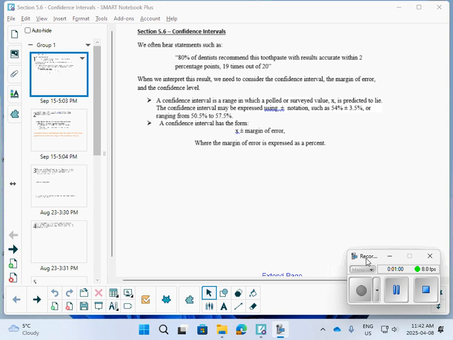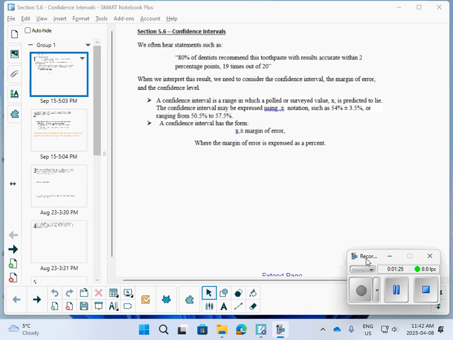5.6, confidence intervals. We often hear statements such as 80% of dentists recommend this toothpaste with results accurate within 2 percentage points, 19 times out of 20, or something along those lines. We can interpret this result. We need to consider the confidence interval, the margin of error, and the confidence level. So those are the 3 things we're going to learn how to do, and they're fairly easy, okay?